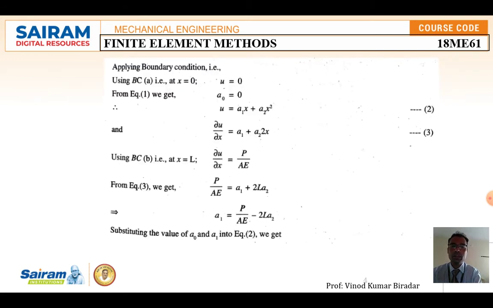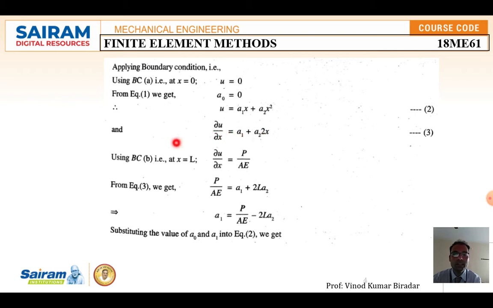So apply the boundary condition, that is at x is equal to 0, u is equal to 0, and we get a naught is equal to 0. Give equation number 2. Again, substitute in the equation u is equal to a1 x plus a2 x square. Differentiate this equation with respect to x: dou u by dou x is equal to a1 plus 2 a2 x. Give equation number 3.